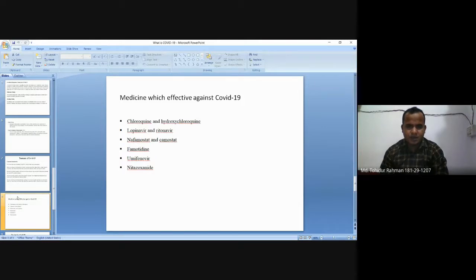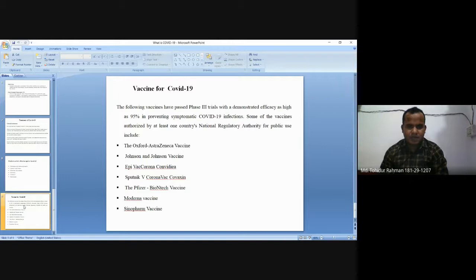First, the medicines chloroquine and hydroxychloroquine. Second, lopinavir and ritonavir. Third, nafamostat and camostat. And fourth, famotidine and imipenem and nitazoxanide. Then I want to talk about vaccines which are effective against COVID-19.